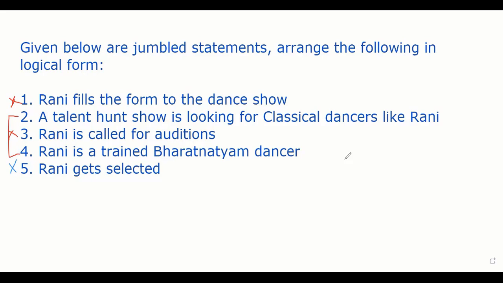Sir, maybe the fourth one is the first sentence. So fourth can be first, second cannot be. Why? Because Rani is a Bharatanatyam dancer. Okay, four can be first. But why can the second not be first? Who is Rani, first of all? That's the point.